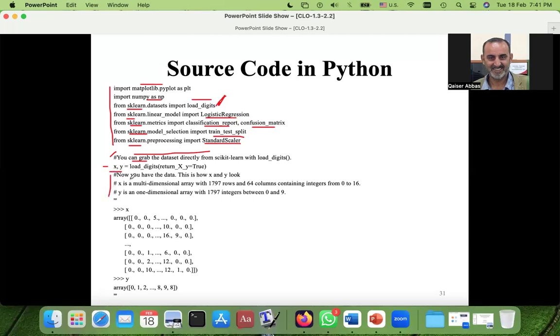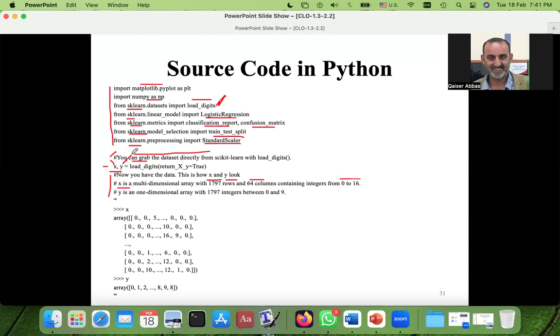This is the explanation about this data set, that now when you will load your data set in X and Y, then X will contain what? X will contain 1797 rows and 64 columns. Now this X will load the data. This is the number of rows and the columns with values what? Ranging between 0 and 16. This is the data that you have in X.